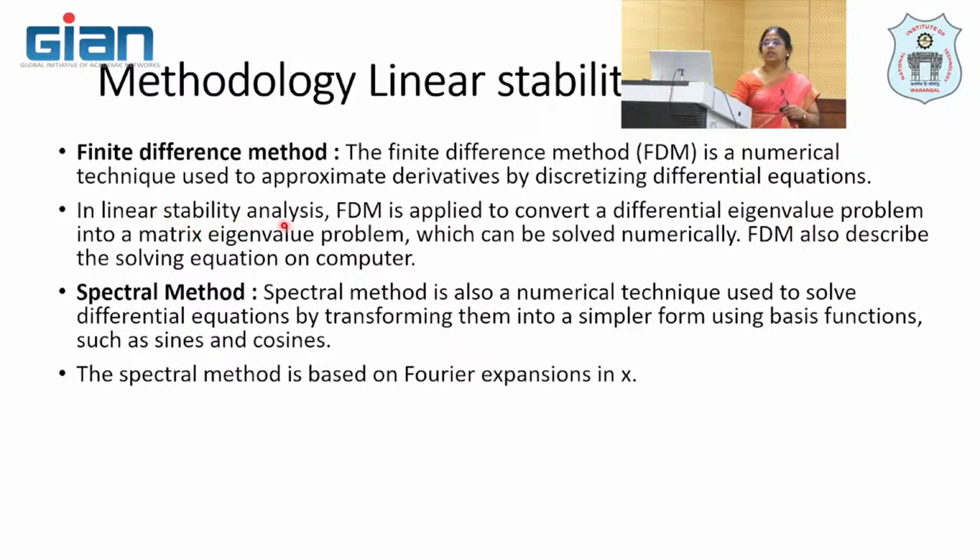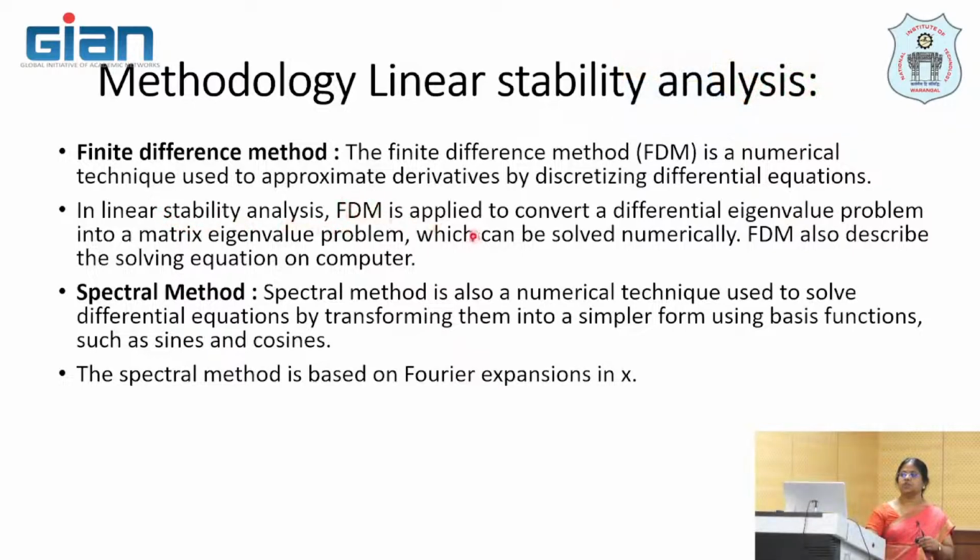So in linear stability analysis, the finite difference method is applied to convert the differential eigenvalue problem to a matrix eigenvalue problem. We are going to convert that to find out the stability of the flow, at which parameters, the Rayleigh number and Prandtl number. Mostly the Rayleigh number deals with the temperature difference, exactly for what values the flow becomes convective. Onset we are going to find out based on these eigenvalues.